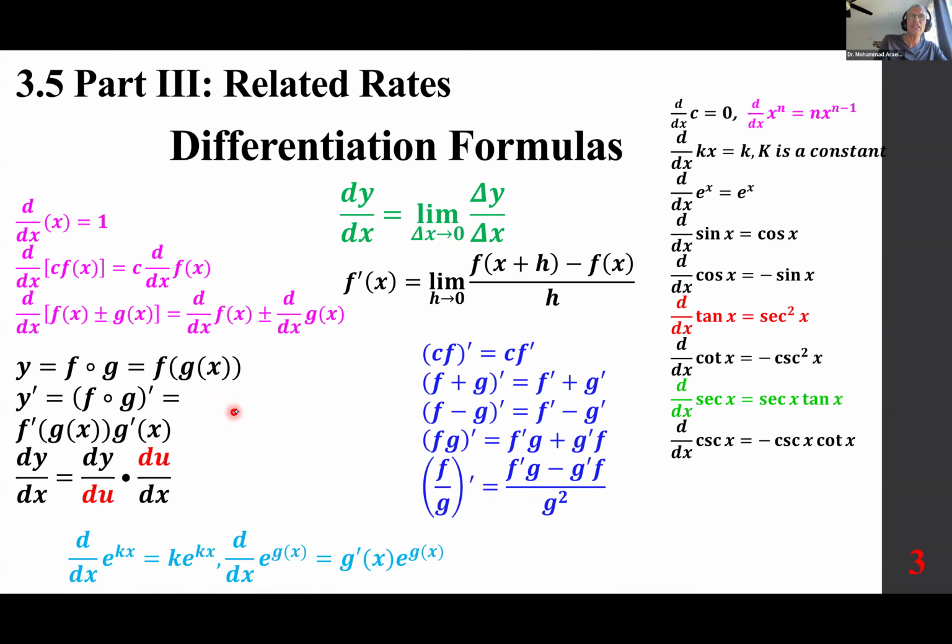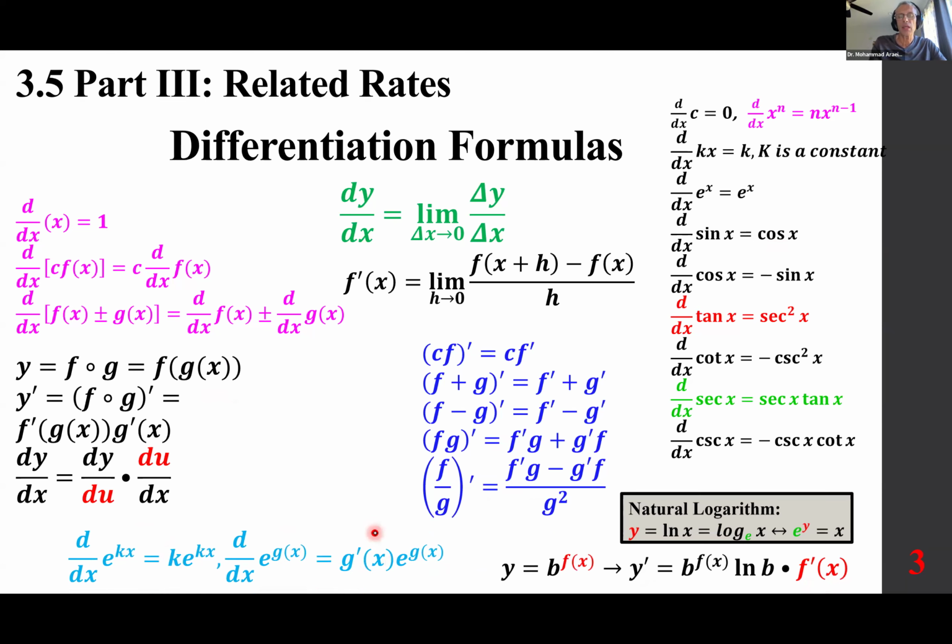And the derivative of the exponential is itself. The derivative of e to the power of kx is itself times k by the chain rule. The derivative of e to the power of g of x is itself times g prime by the chain rule. And for y equals b to the power of f of x, the derivative is itself times ln b by the logarithmic properties, times f prime by the chain rule. Therefore, when y is b to the power of f of x, y prime is b to the power of f of x times the natural log of the base times f prime of x.